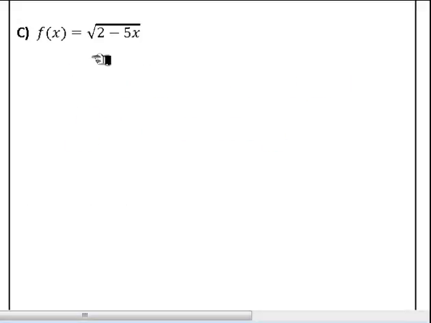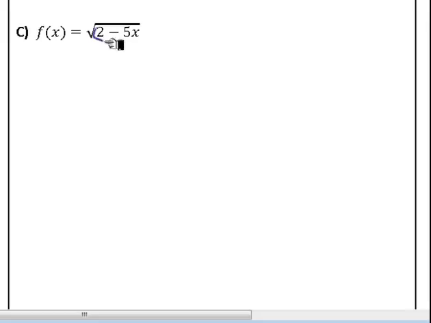Okay, 5c has a different type of function. We don't have a denominator, but we do have a square root. So in order that f of x is a real number, we have to make sure that underneath the square root, we have a quantity that is greater than or equal to 0. Because the square root of a negative number is not a real number.